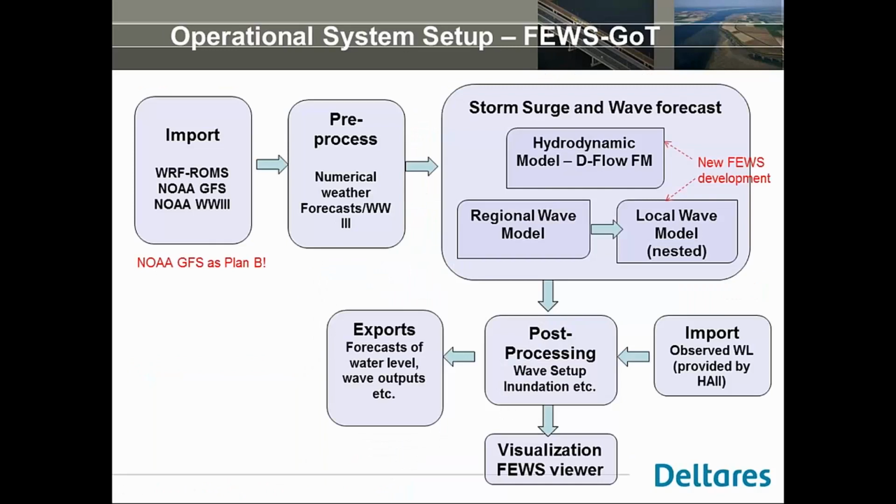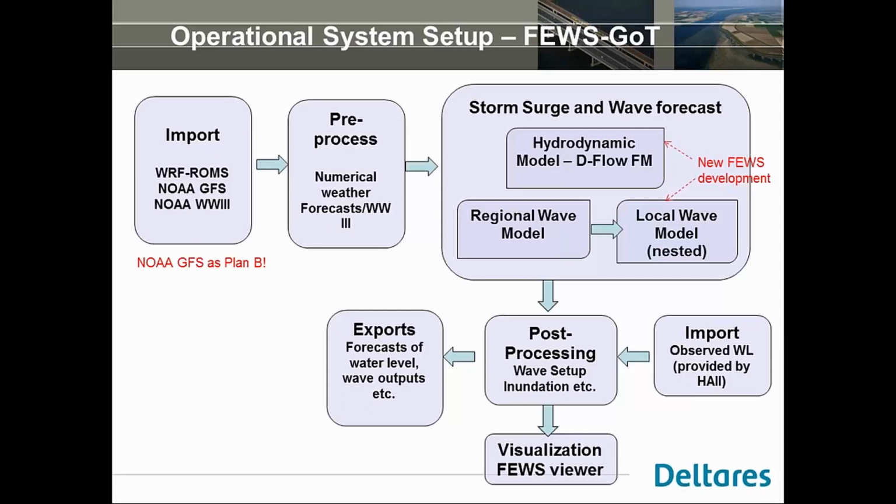Here, this flowchart shows basically the workflow of the FEWS Gulf of Thailand system. So at the beginning, we import the data that are required for the model simulation. Here, as mentioned by Joel, the Wolf Rooms meteorological forecasts provided by our client HAII, which have high resolution, are imported. We also import the globally freely available NOAA GFS meteorological forecast, and these datasets can serve as Plan B if the Wolf Rooms dataset is not available or partially not available.